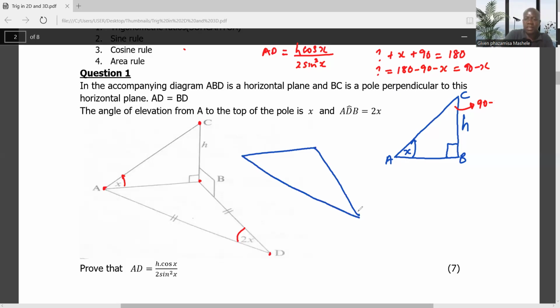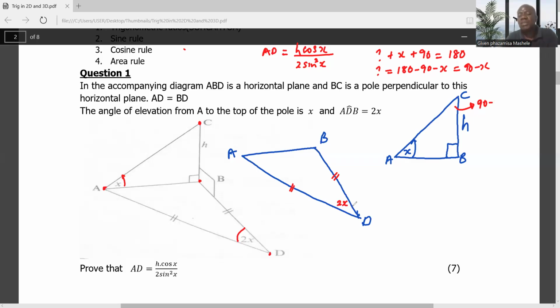This is not the right angle triangle. It's not the right angle triangle. So from A to B, from B to D, we are told that the side from A to D is the same as, let me use a different color, from A to D, it equals BD. AD equals BD, it's what you are told. And yet the angle here is 2x. The angle here is 2x.